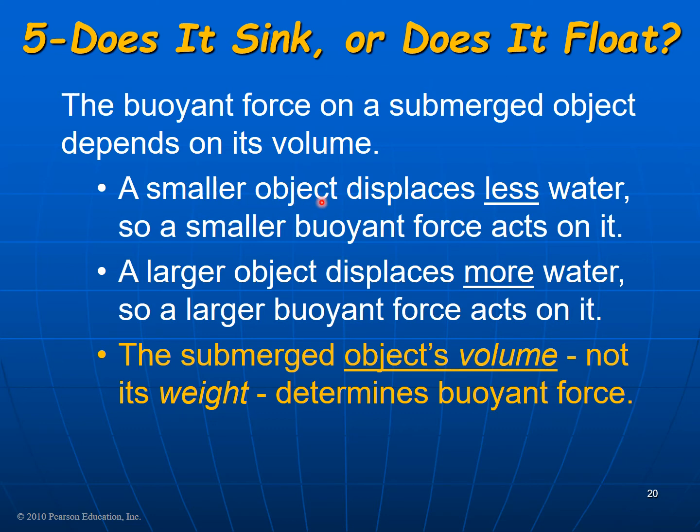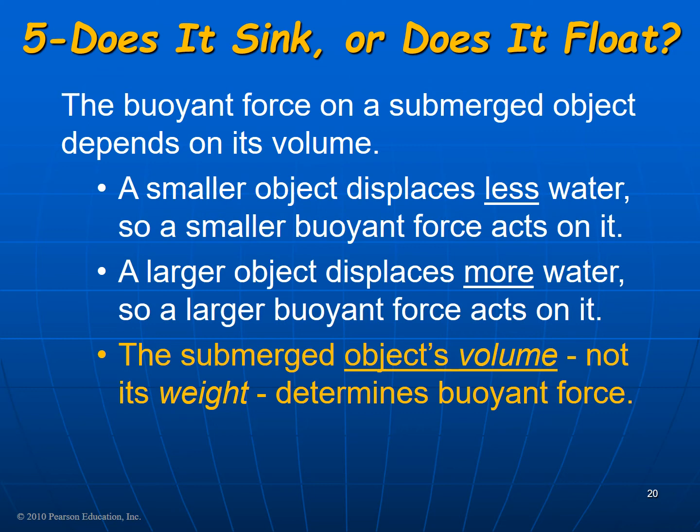A smaller object will displace less water, which means you will have a smaller buoyancy force acting on it. Smaller buoyancy force when we have a smaller object. What about if we have a larger object? A large object will displace more water. A large object, which has more volume, will displace more water. This will result in a large buoyancy force acting on it.